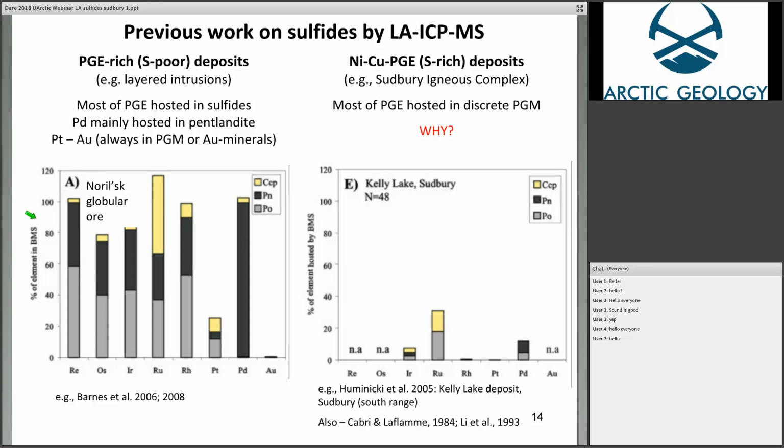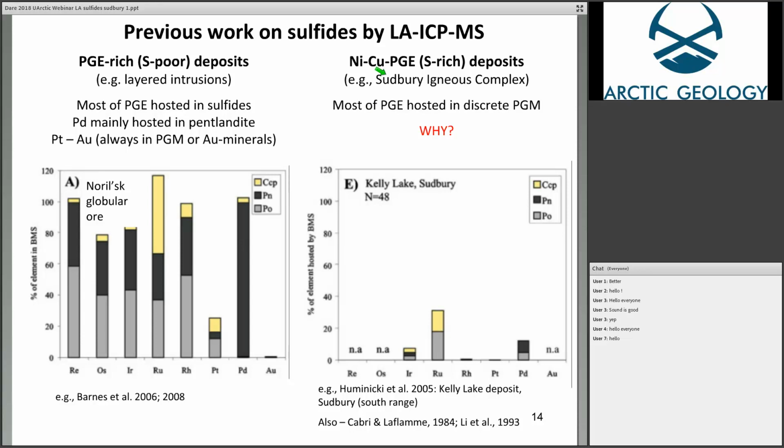So using this mass balance to determine the percentage of each PGE hosted among the different sulfide phases, you've seen this graph before from Norilsk. It was the same result from the layered intrusions: most of the PGE were hosted in the sulfides. Palladium is always mainly hosted in pentlandite, and the platinum and gold are never in the sulfides. They always seem to form their own platinum group minerals or gold minerals.